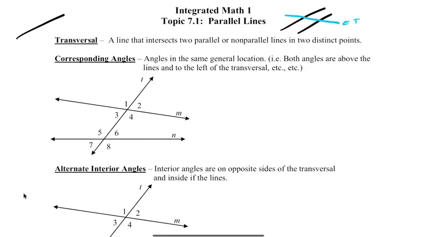They can be non-parallel. So like these guys, right? Those are non-parallel. They're going to cross eventually. They're going to cross like right there. I can make them cross like that. This is still a transversal. Right? So it's just a line that cuts across two other lines.